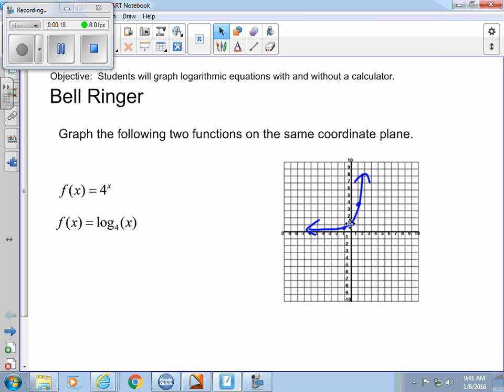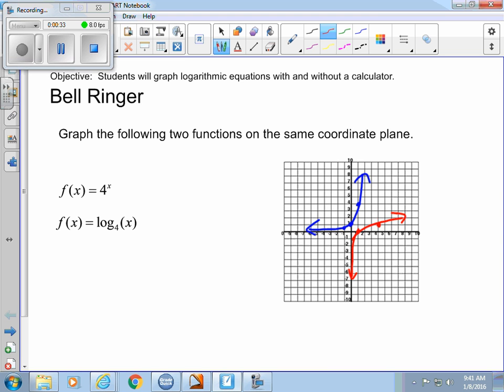Then log base 4 of x. How would you graph that one? That's all the x. Remember, there are those 3 points that we will use to graph the log.